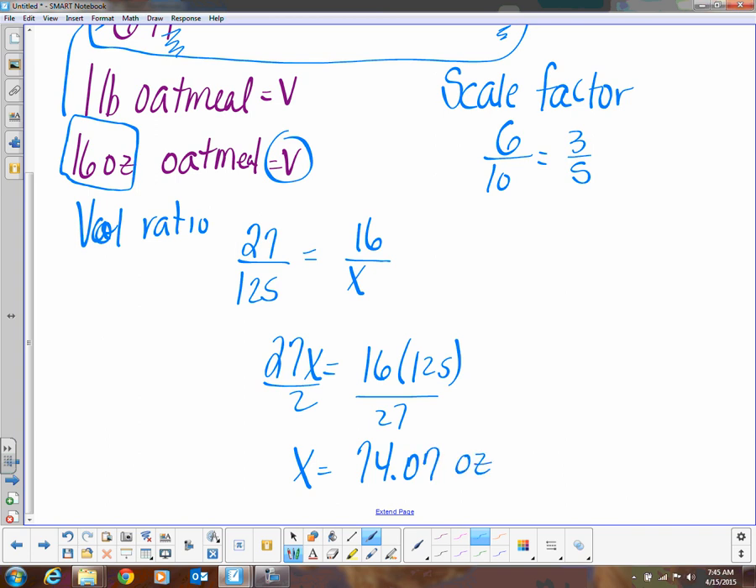Notice we're not doing ounces cubed because ounces is a volume measurement. Just like when you're in metric and you're using liters or milliliters, you don't do that cubed because that's already a volume measurement. Yes?